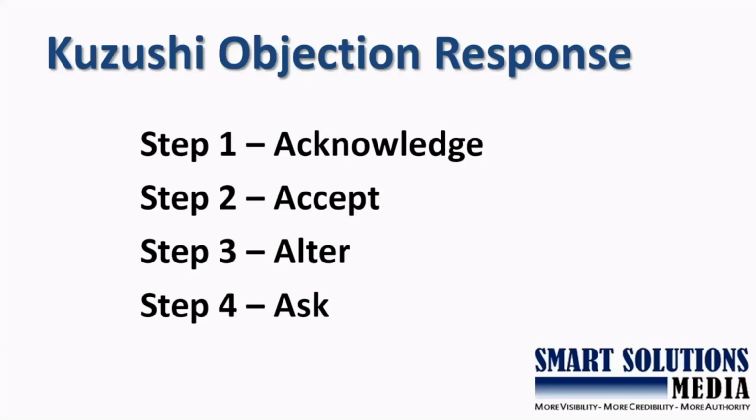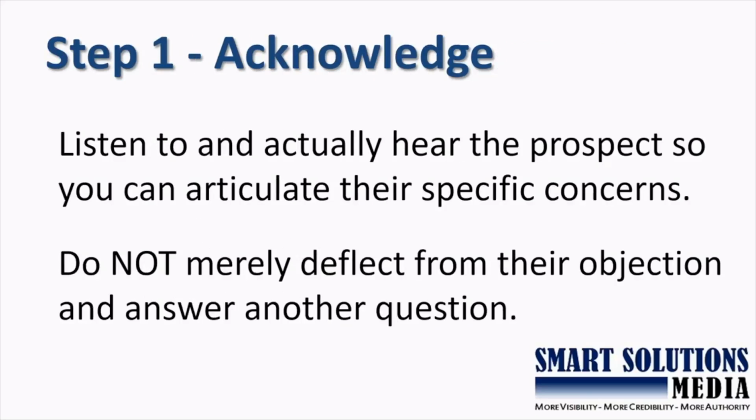The system is very simple. It's a 4-step approach. The first step is acknowledge. Step 2, accept. Step 3, alter. Step 4, ask. Let's break those down. So step 1 is simply acknowledging the objection in the first place.